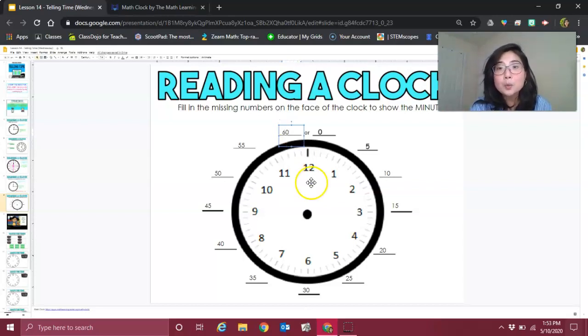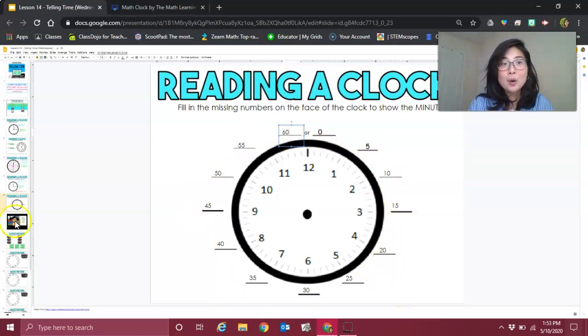Those numbers 12, 1, 2, 3, 4, 5, 6, 7, 8, 9, 10, 11, 12, those numbers there are what we use when we talk about the hour. However, when we label the minutes, we use these numbers 0, 5, 10, 15, 20, 25, 30, 35, 40, 45, 50, 55, 60. Those would be our minutes.